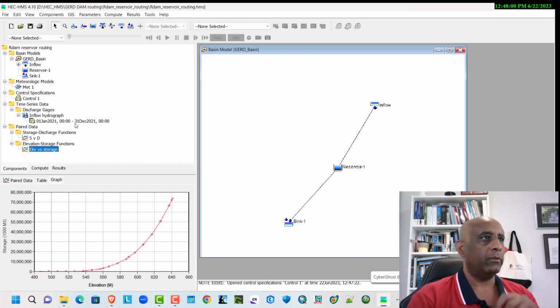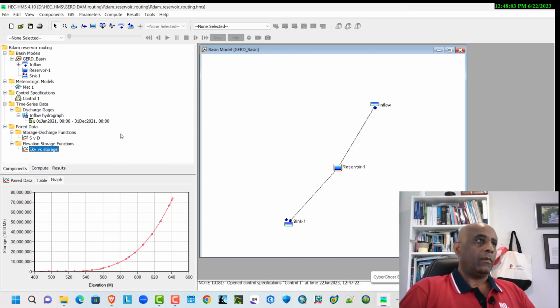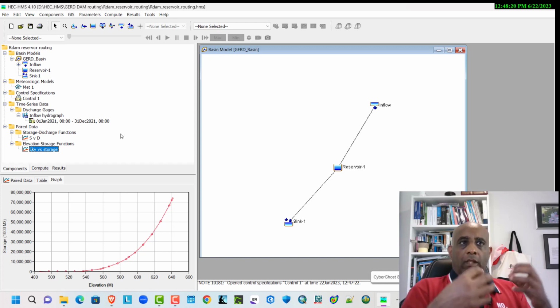And the other important thing here is that still we need to calculate manually the storage, the discharge curve, the elevation curve. Everything we did is necessary even to use here, to bring them here. It is important to have all those manually calculated values so that we can run the model.